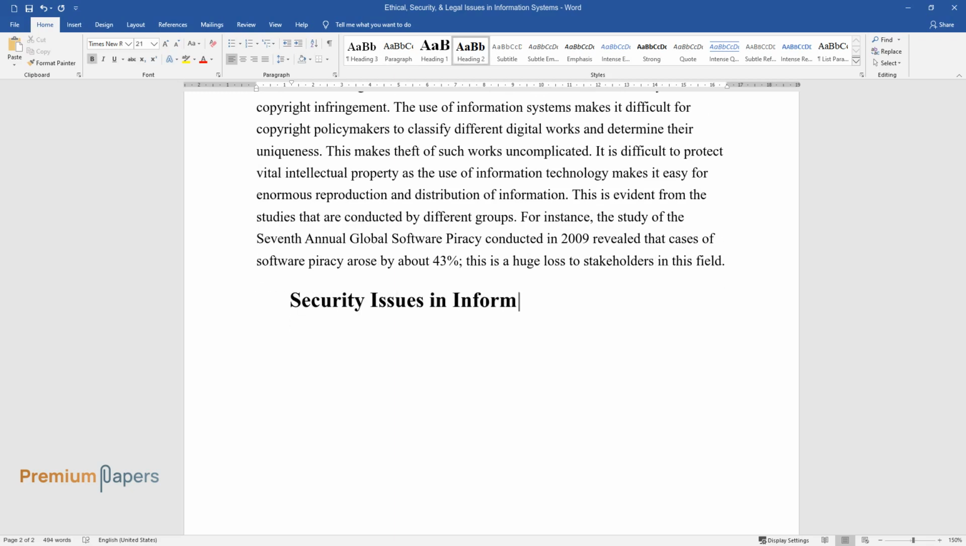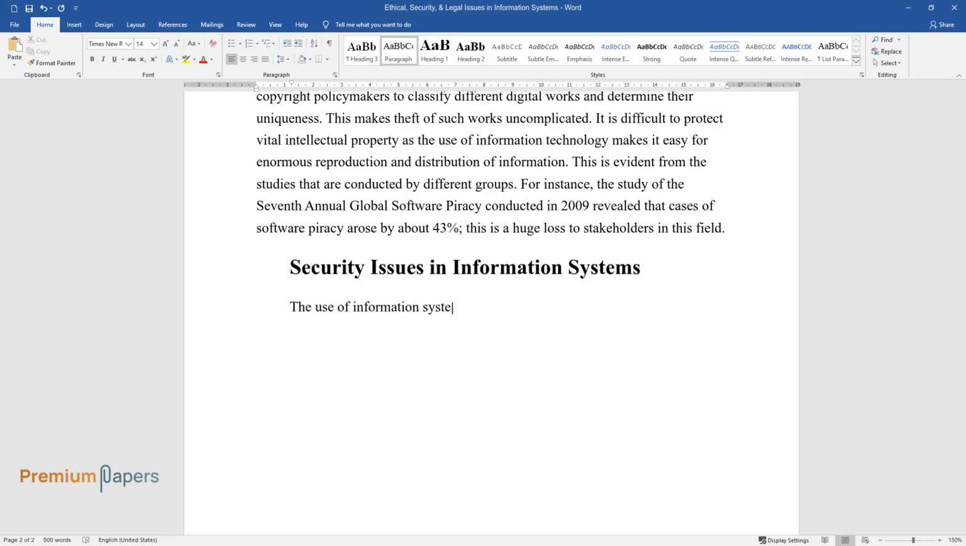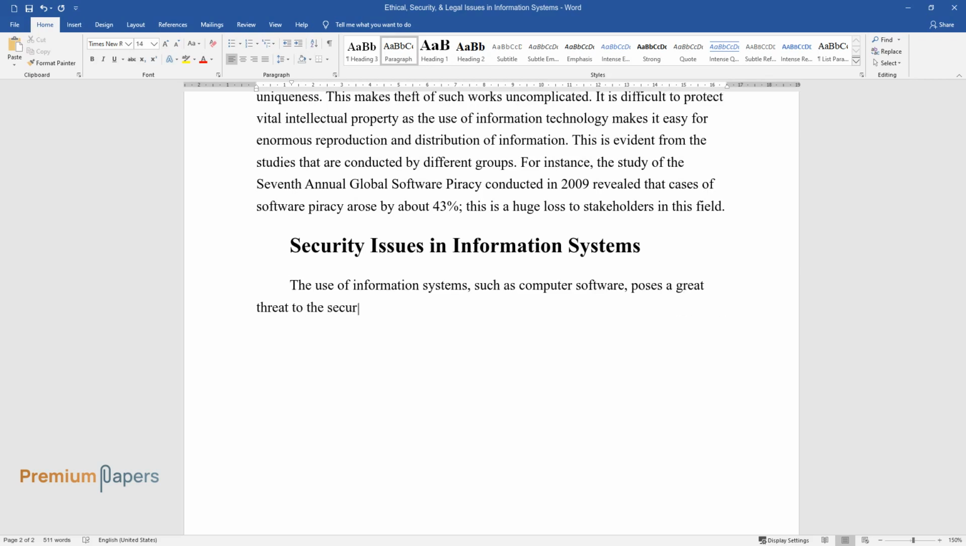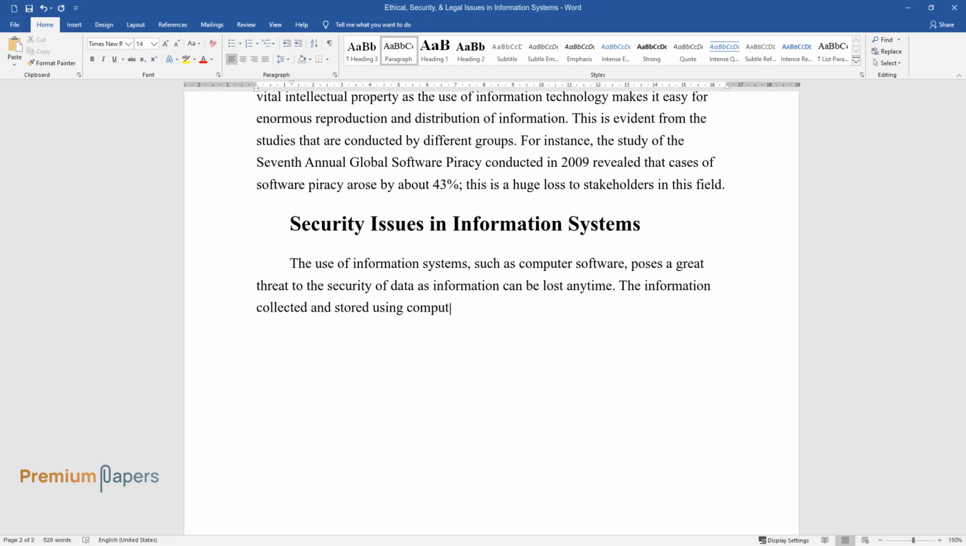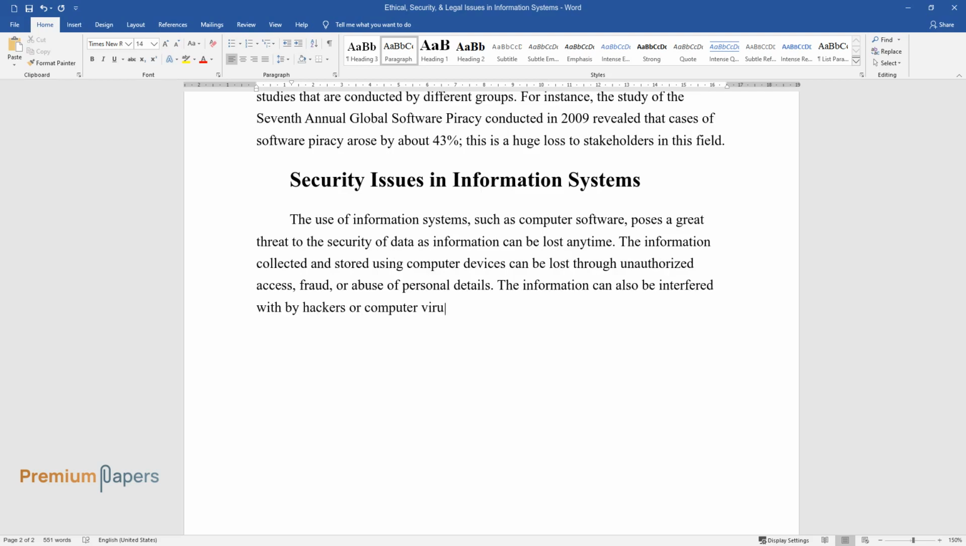Security issues in information systems. The use of information systems, such as computer software, poses a great threat to the security of data as information can be lost anytime. The information collected and stored using computer devices can be lost through unauthorized access, fraud, or abuse of personal details. The information can also be interfered with by hackers or computer viruses.